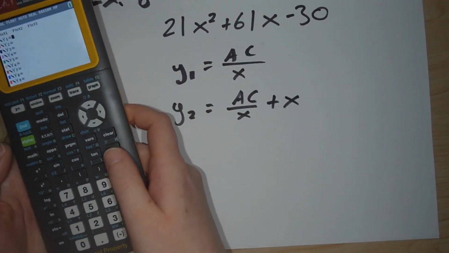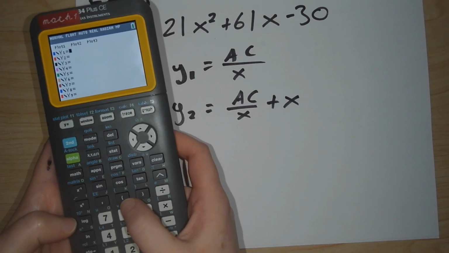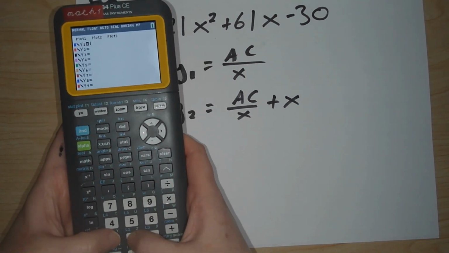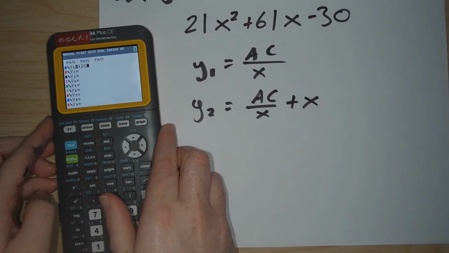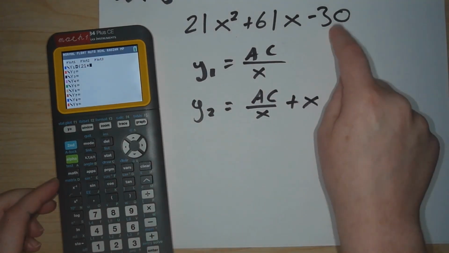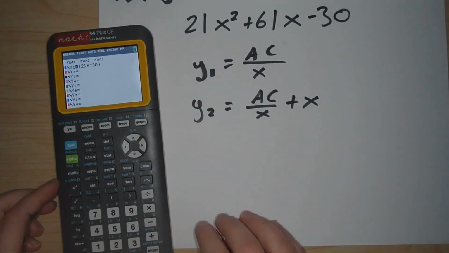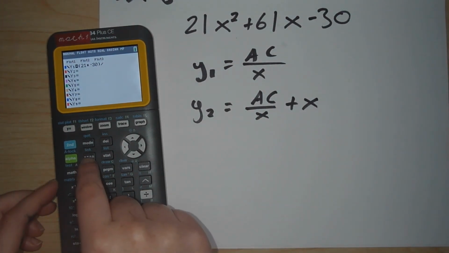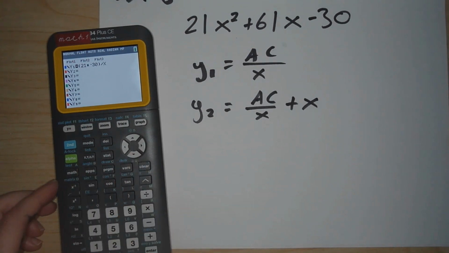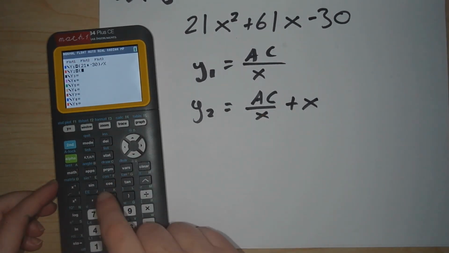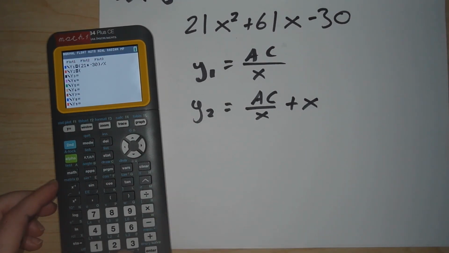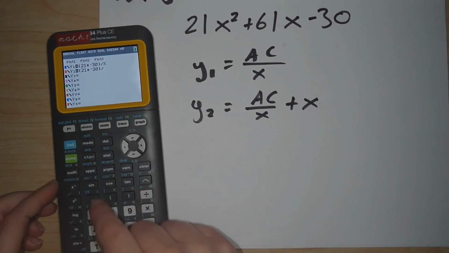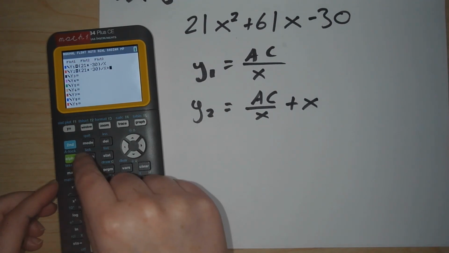So for y1 I'm going to put in, and it needs to be in parentheses, 21 times c, which is negative 30, and this is all divided by x, which is right here, and for y2, in parentheses, 21 times negative 30 divided by x plus x.